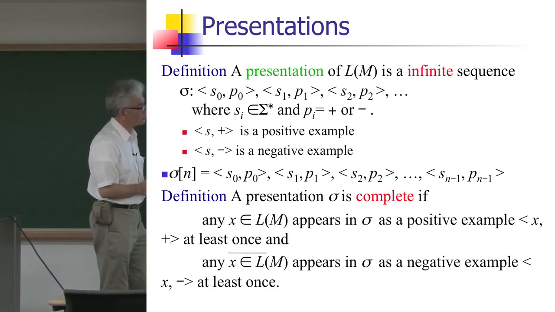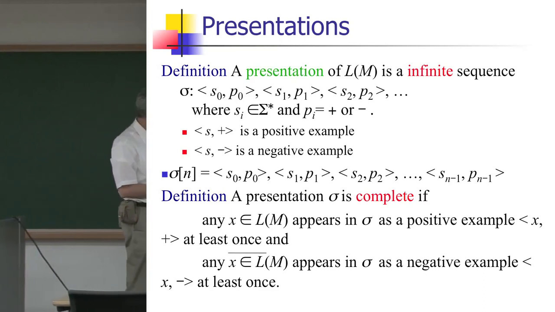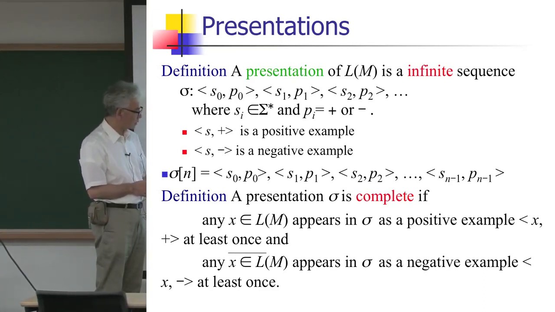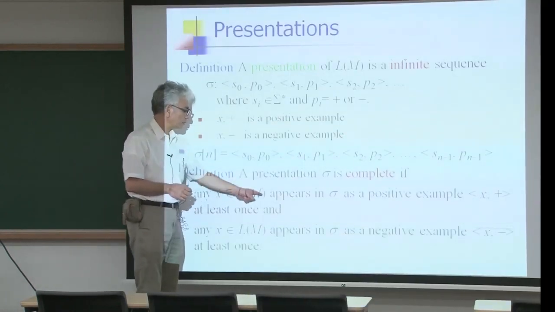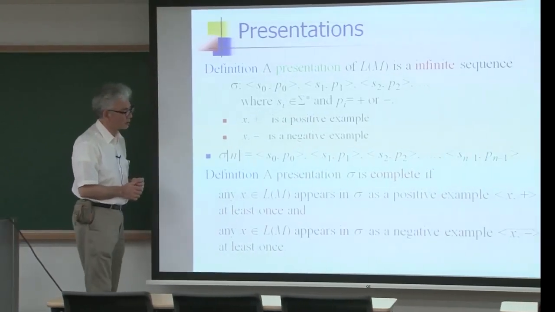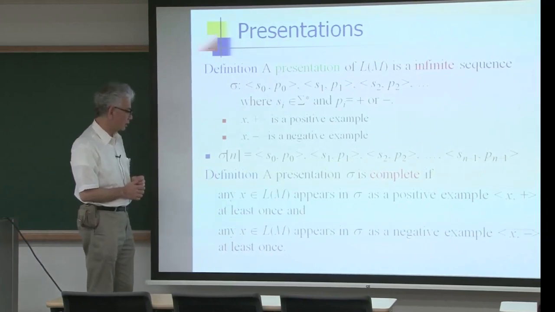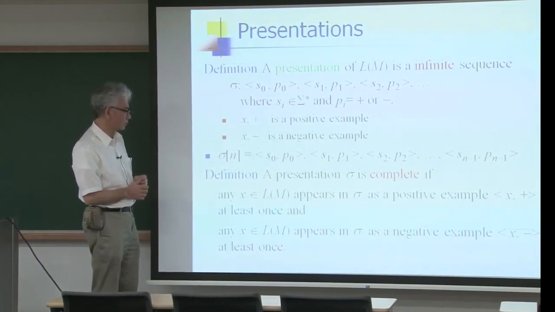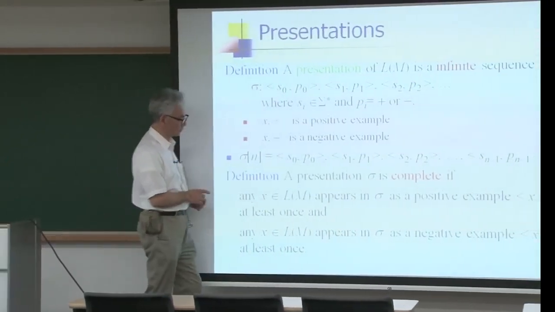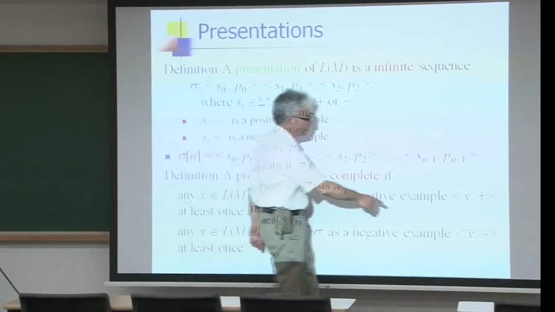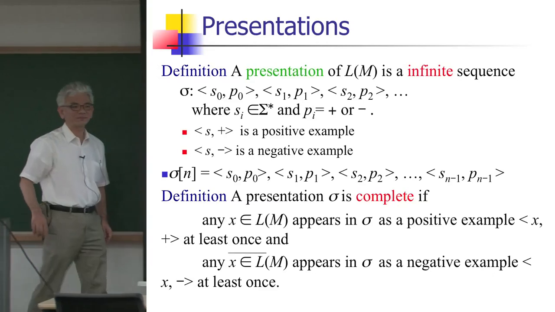And the presentation sigma is complete if any element x in the target language appears in sigma as a positive example, and any x not in the language appears in sigma as a negative example. Something strange. Sorry. This bar should be put here.